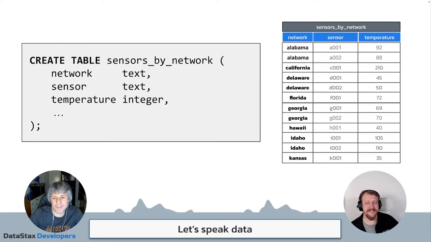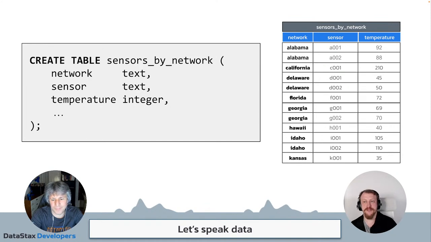The idea for me is, okay, we will speak about that next time we meet. In Cassandra, Cassandra is schema-full. Actually, even Mongo is not schemaless. Mongo has a flexible schema. It's just marketing, but okay. Sensors by network is our table, our data we are going to work with today.